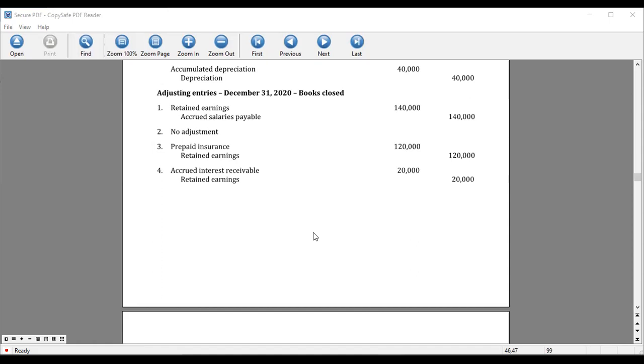And number 3, we now debit prepaid insurance and credit retained earnings. Number 4, debit accrued interest receivable and credit retained earnings. Now you can relate this to the adjusting entries in assumption number 1. The difference is that in assumption number 1, the books are still open. In other words, you still have the nominal accounts.